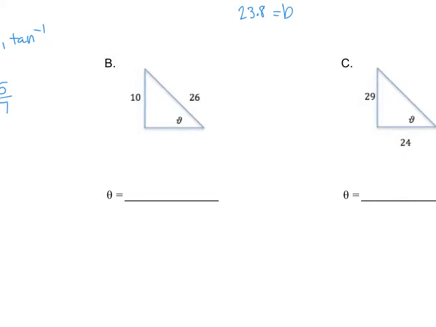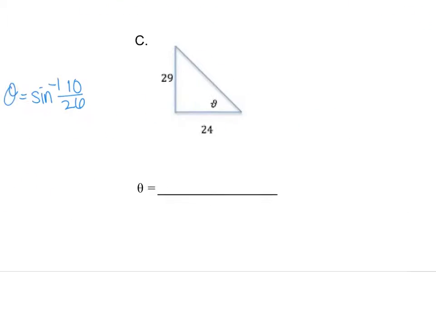For letter B, this is theta, this is opposite theta, this is the hypotenuse, so that calls for sine inverse. So sine inverse, opposite over hypotenuse. So in my calculator, second sine, 10 divided by 26, close that, and we get 22.6 degrees.